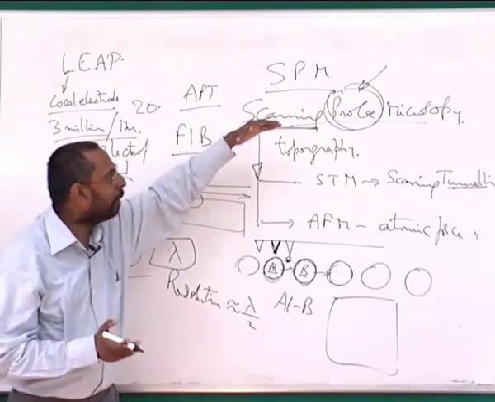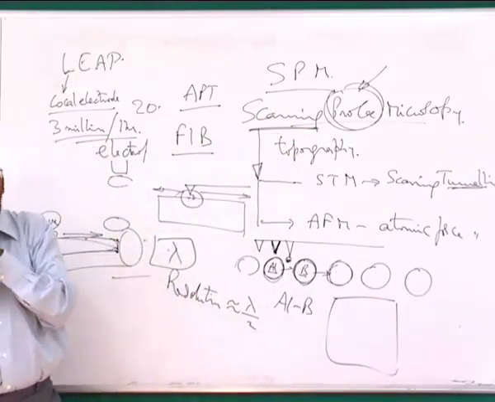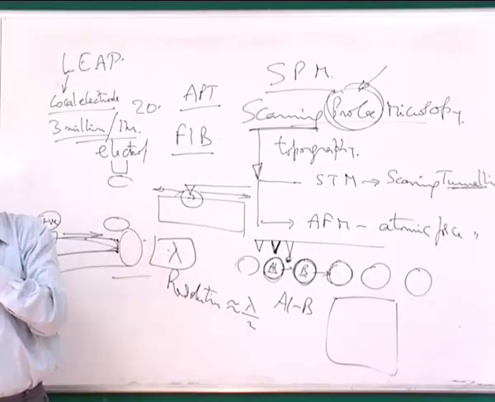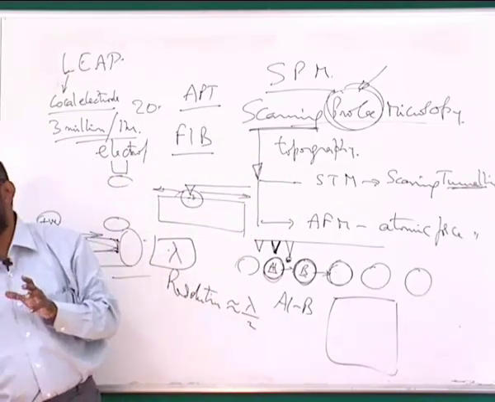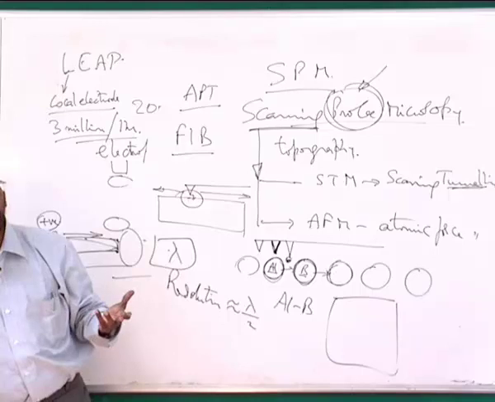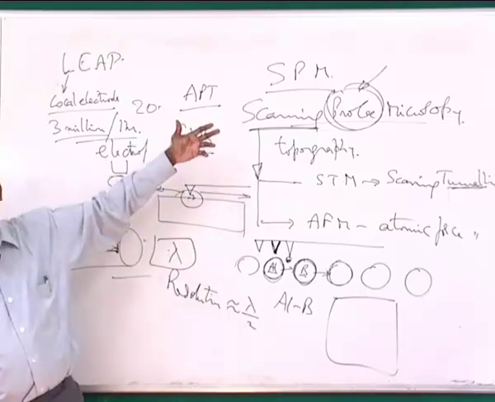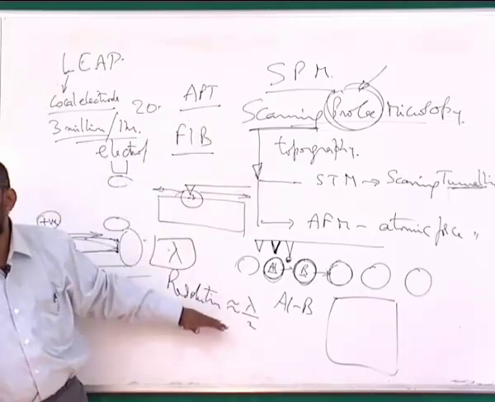And for that, I bring this probe very close to the surface. Only when you bring it very, very close to the surface do the forces become predominant. Otherwise, the forces are not predominant. So that is the technique I use to get atomic level resolution.